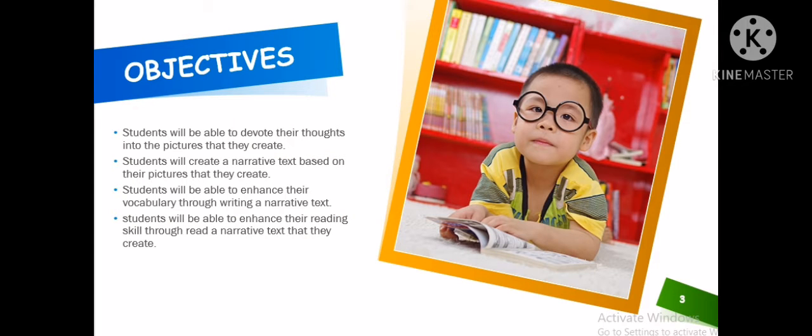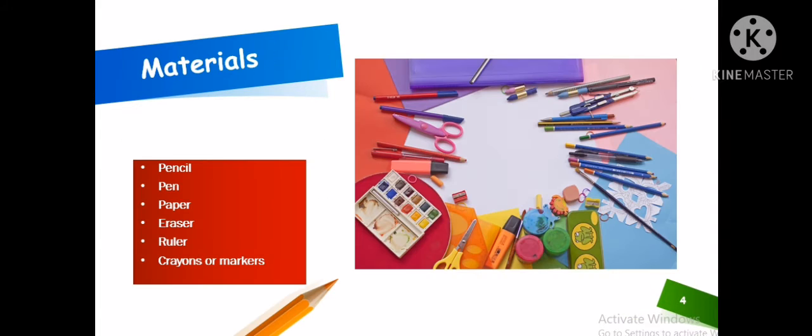The objectives are students will be able to devote their thoughts into the pictures that they create. Students will create a narrative text based on their pictures that they create. Students will be able to enhance their vocabulary through writing a narrative text. And then students will be able to enhance their reading skill through reading a narrative text that they create. And the materials required are pencil, pen, paper, eraser, ruler, crayons, or markers.